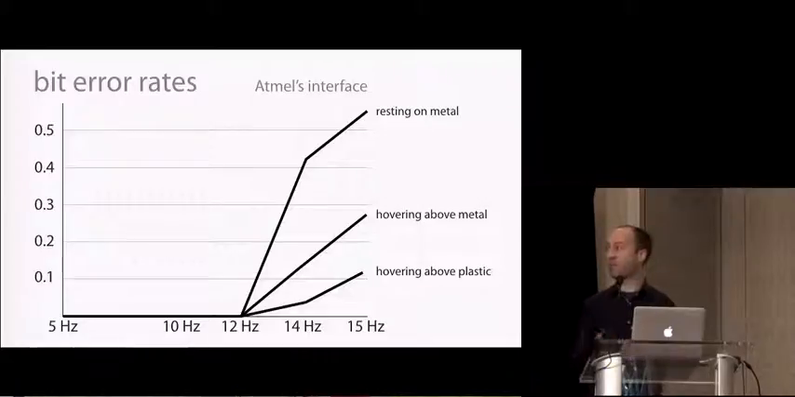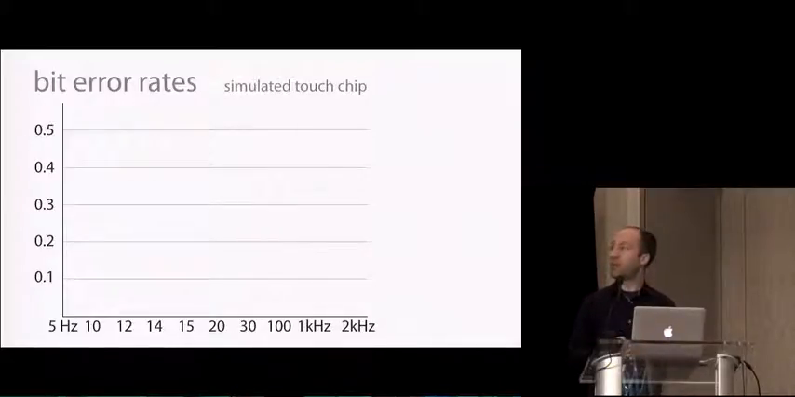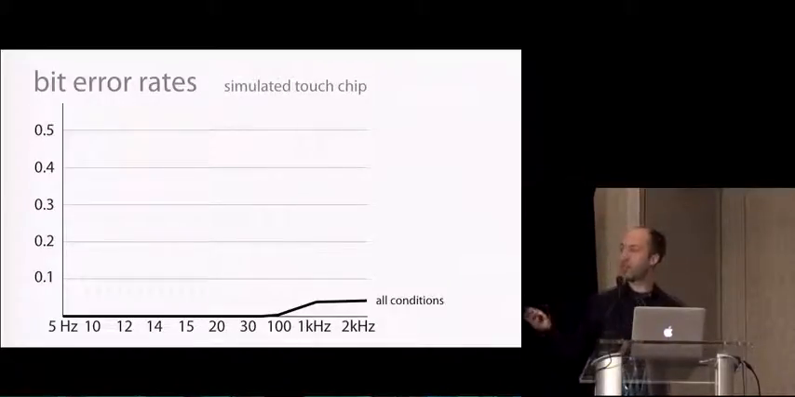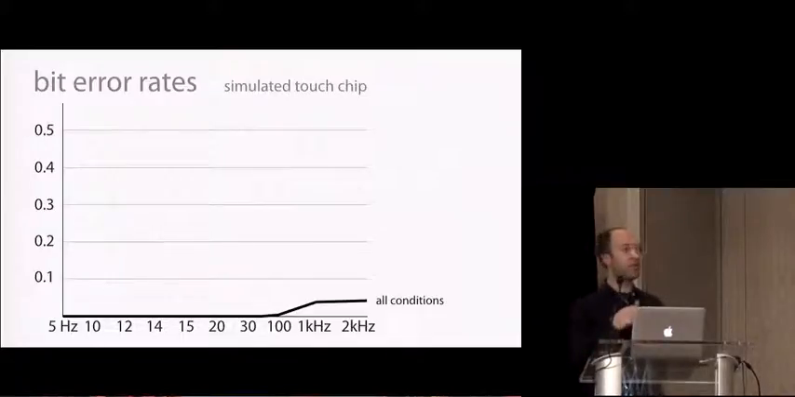So after that, everything breaks down. With a simulated touch chip, as you can see here, the bit error rate actually jumps from 0 to a value that's slightly above 0 only after 100 hertz. So we get a lot more throughput already, and this is because we get a much higher bit depth. So we sense with 16 bits here.